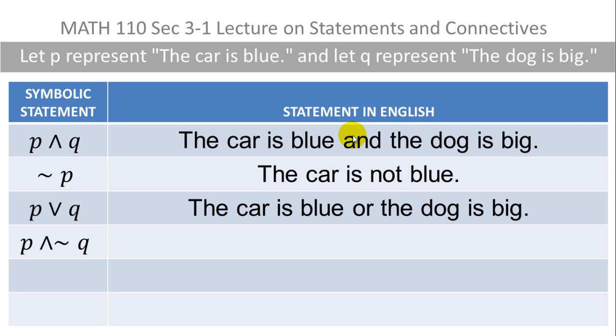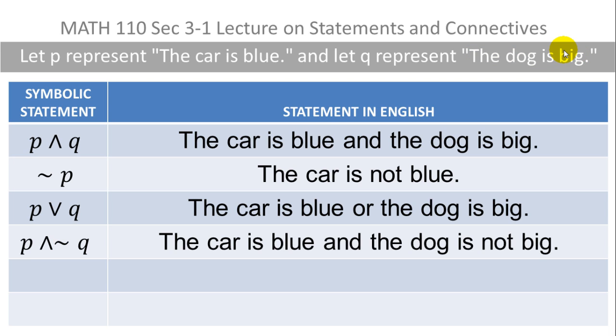This is the most complicated one yet, but it's still not difficult. You've got the statement P, which is still the car is blue. You have an and, but now you have a negation. So you've got to think about this. You've got the negation of the statement Q. The statement Q is the dog is big. So to negate that, you'd say the dog is not big. So putting it all together, you have P, which is the car is blue, and then you negate the Q statement, making it the dog is not big.